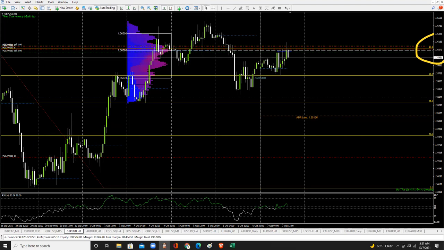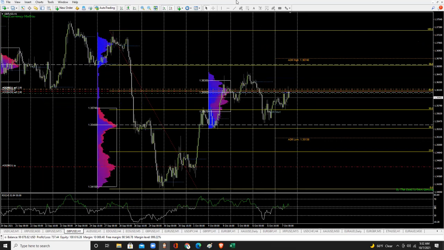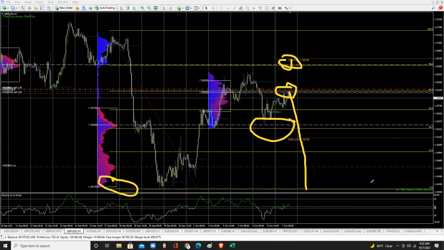So I'm ultimately, as you can see here, ADR projected low is here, but the volume is much lower. Volume low is here. Point of control is here. We didn't reach this point of control. We're likely going to come down here to this point of control.